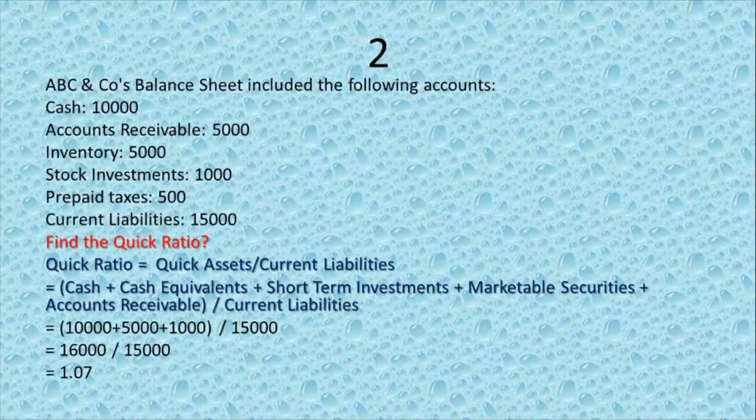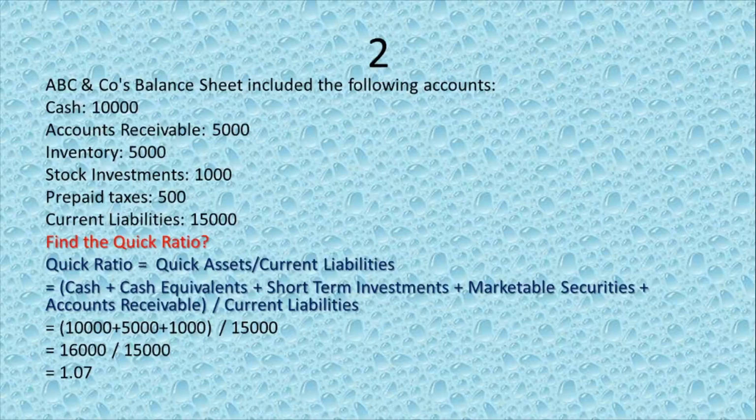ABC and Co balance sheet included the following accounts: cash 10,000, accounts receivable 5,000, inventory 5,000, stock investments 1,000, prepaid taxes 500, current liabilities 15,000. Find the quick ratio. Quick ratio is given by the formula quick assets divided by current liabilities. Here the quick assets means cash, cash equivalents, short-term investments, marketable securities, accounts receivable.